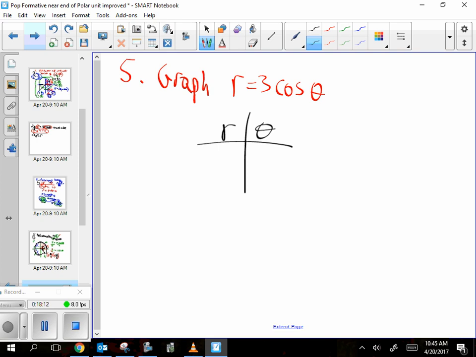Now on this one I want to call on people. So dice of destiny, who should I call on? Row 2, last person. That's you. Give me a theta. Pi over 3. Pi over 3 is a good choice.